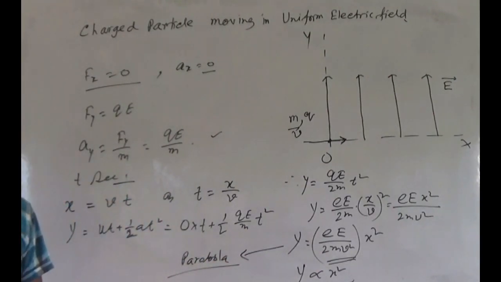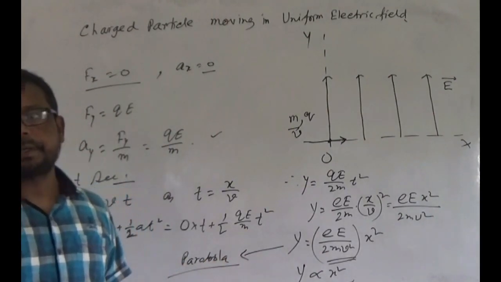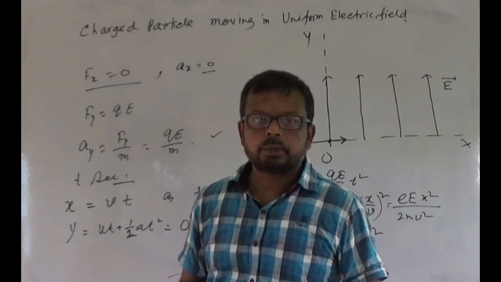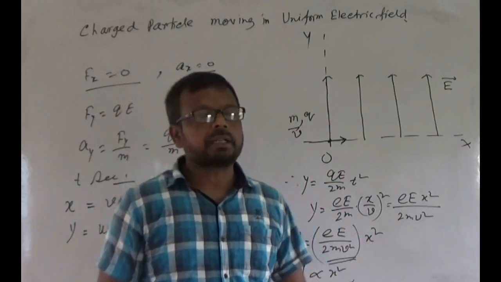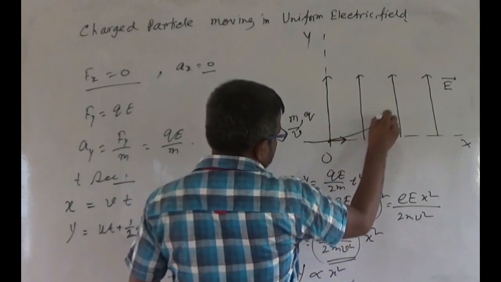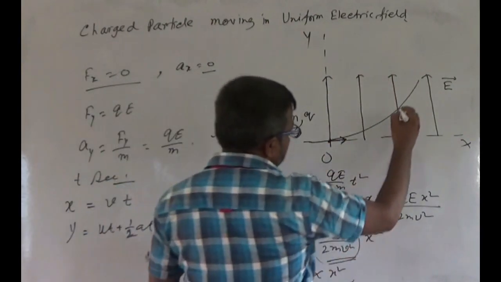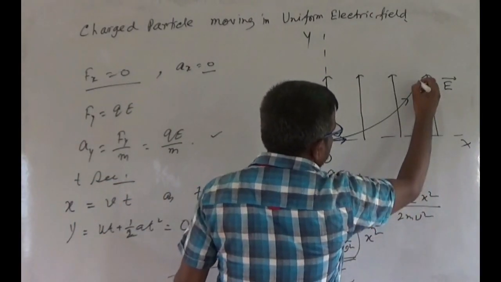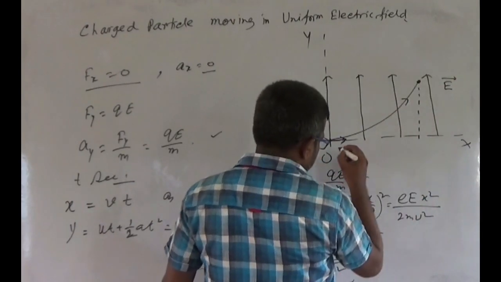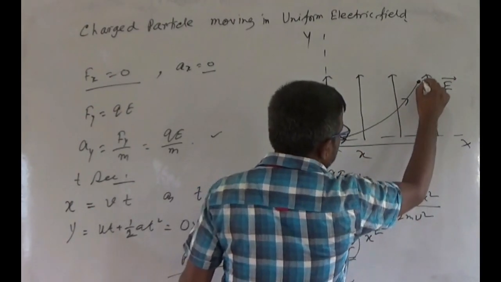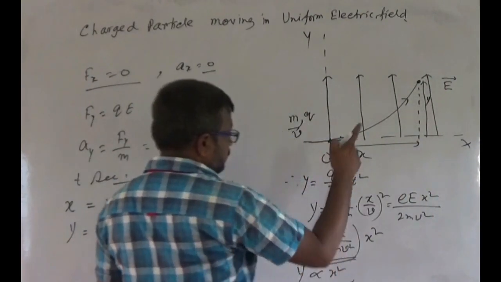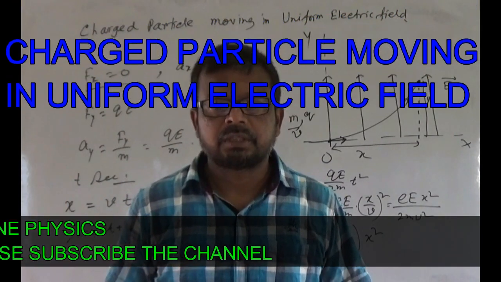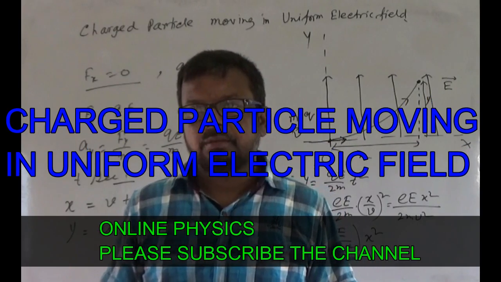That means trajectory of the particle is parabolic, or the charged particle will move in a parabolic path. Therefore, the path will be like this. Path will be like this. If the particle reaches this point at time interval t, then this distance is x and this distance is y, and the relation between y and x is this, which is the equation of a parabola. Hence, the path of the particle will be parabolic.